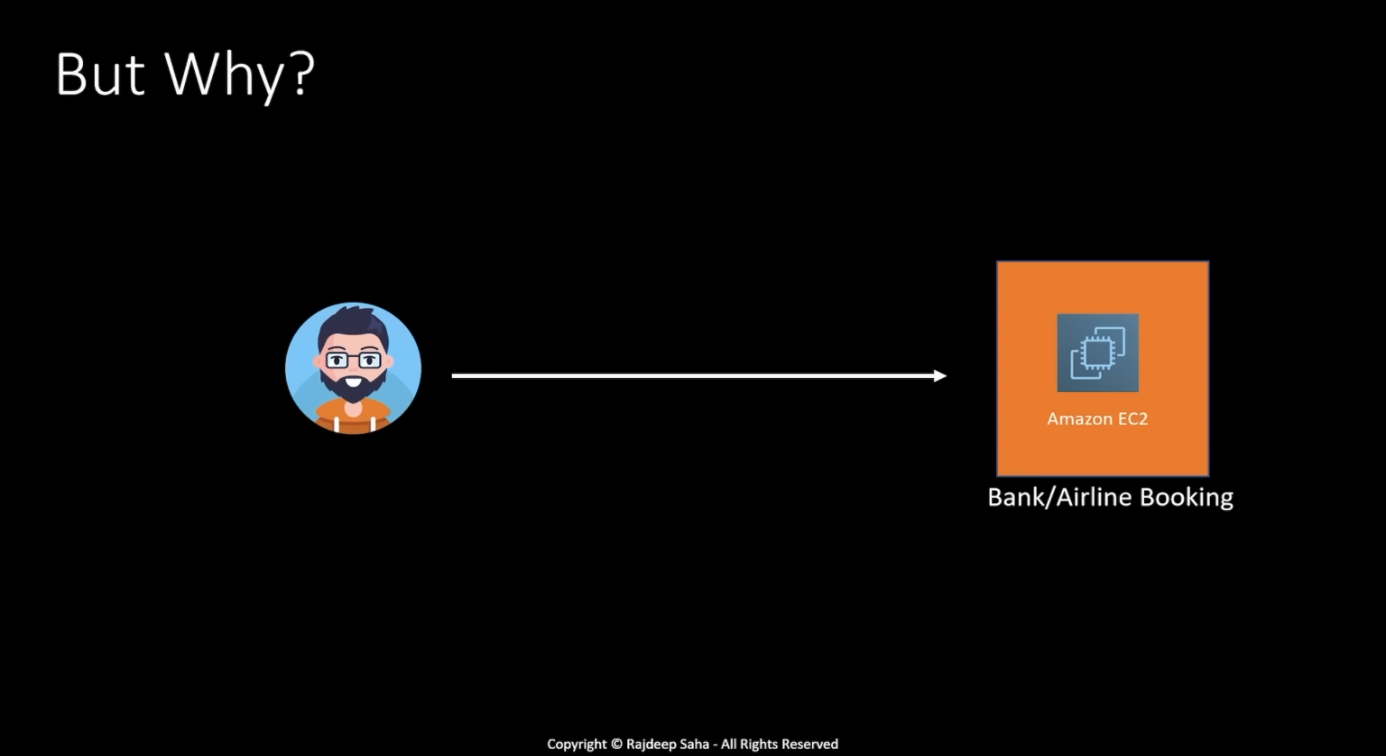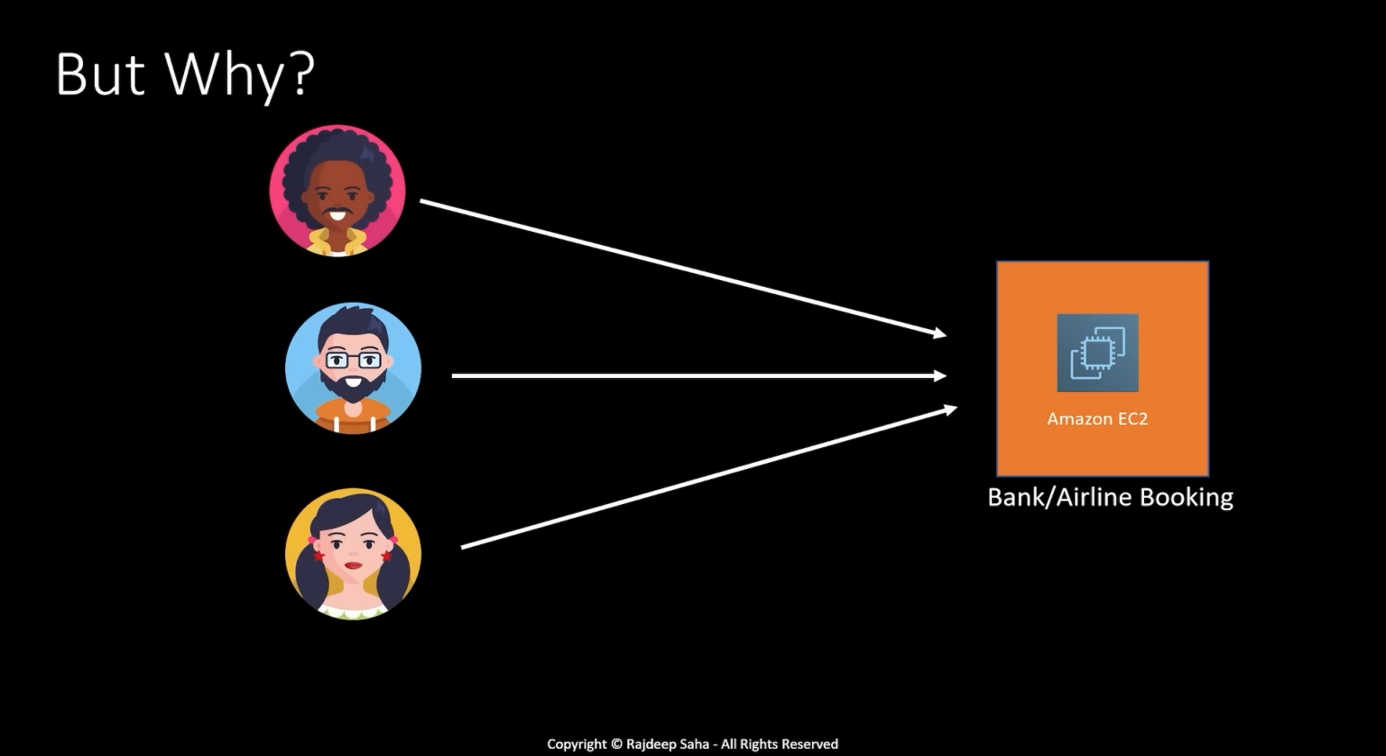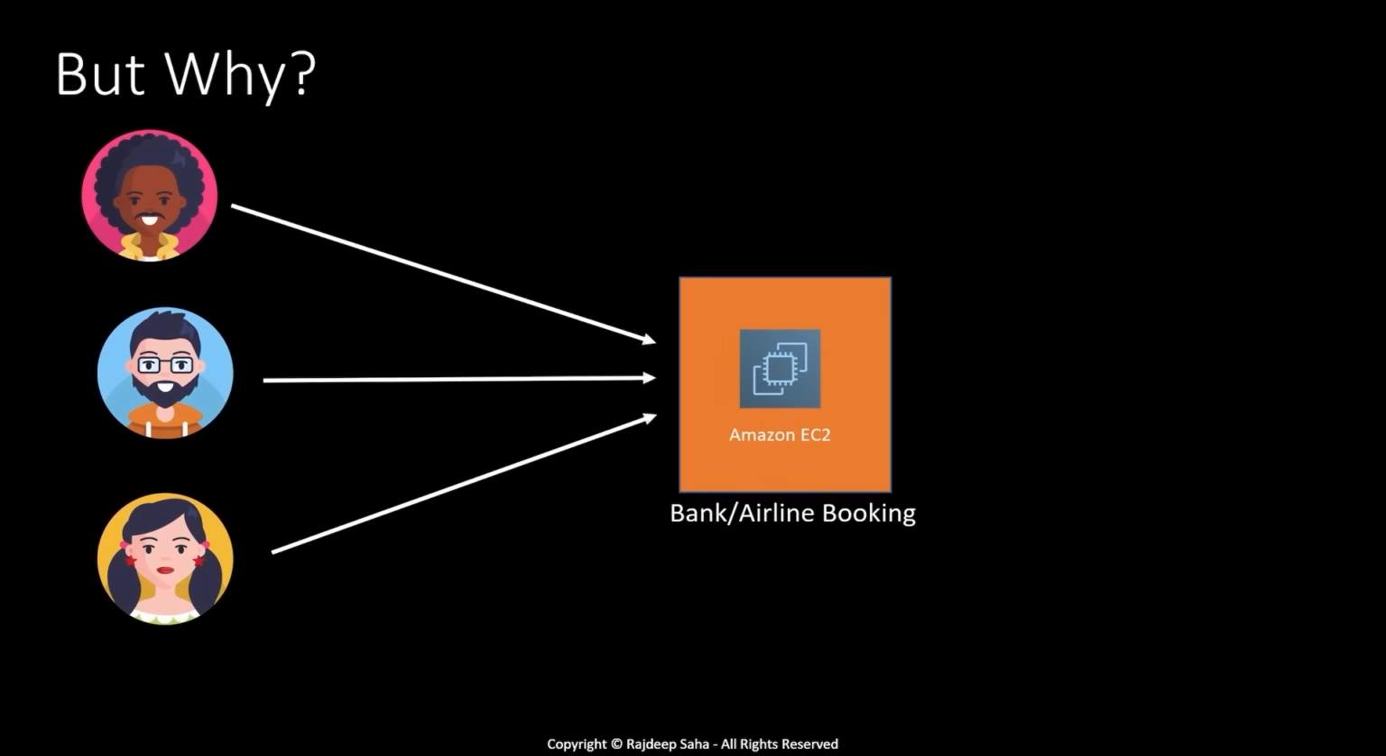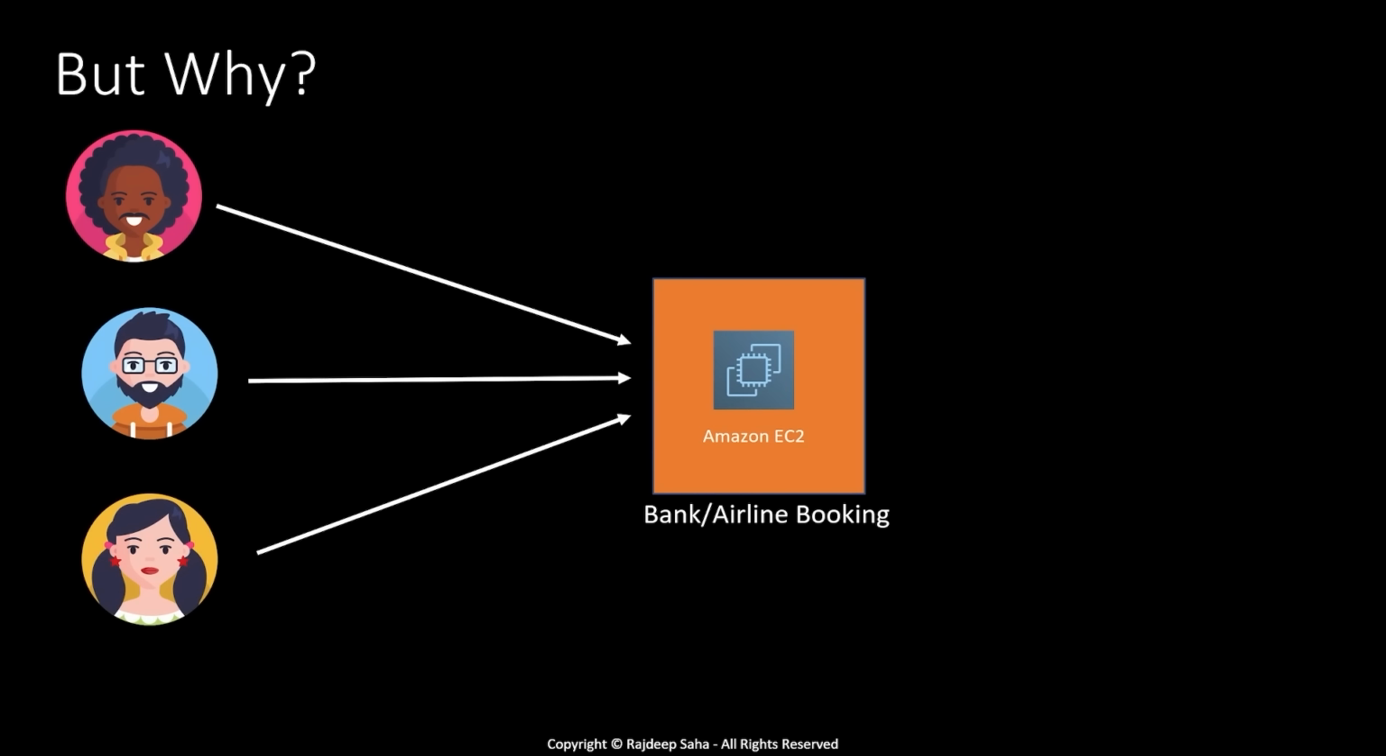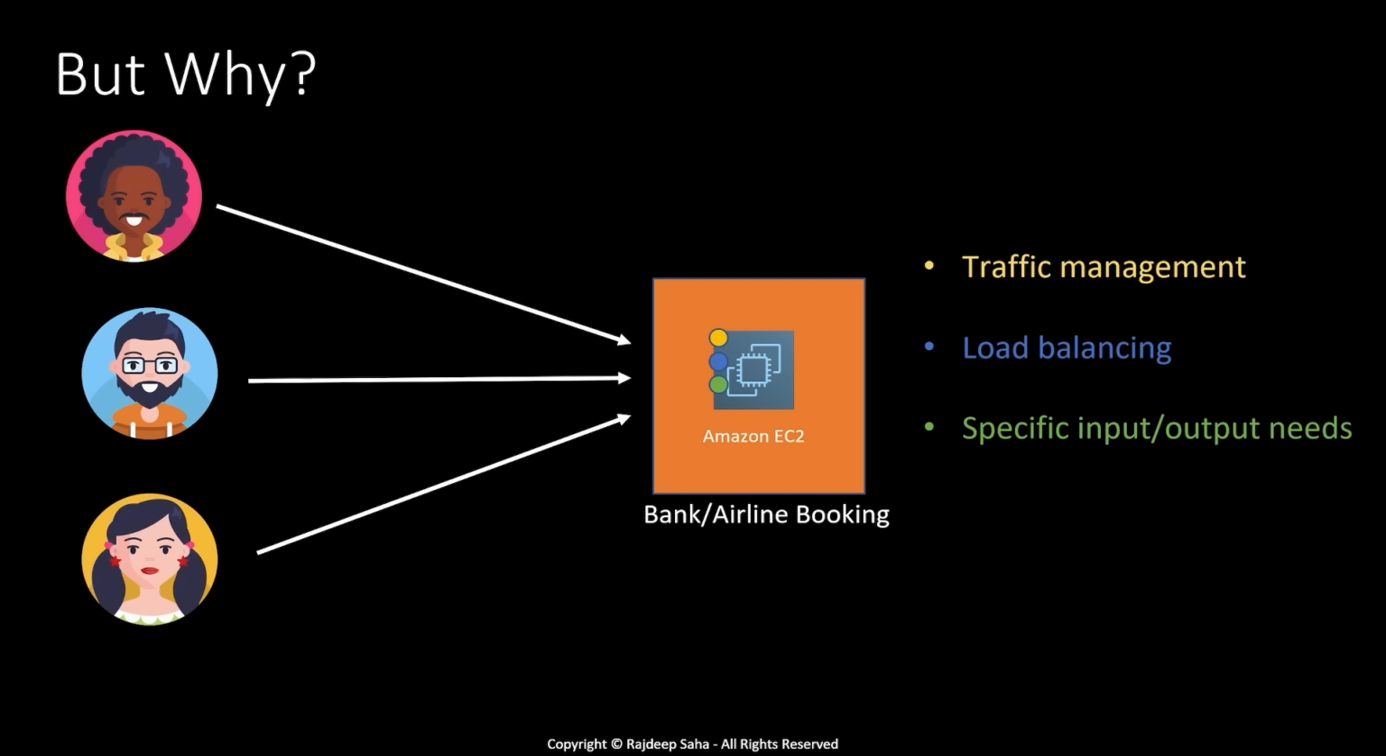But why do you need API? Like in the previous example, why can't you just go to the chef and order directly? Similarly, why can't you call the application program directly without using an API? In real-world business, there are multiple users who will be accessing that application, in some cases millions. So beyond just invoking the program with some input parameter and getting output, there are a lot of other factors such as traffic management, load balancing, specific input-output needs, authentication, authorization, and many more.